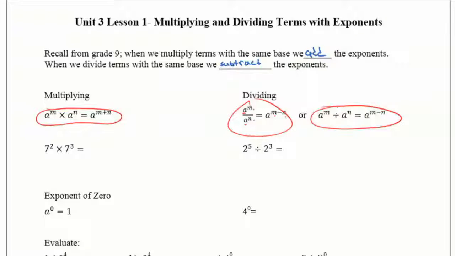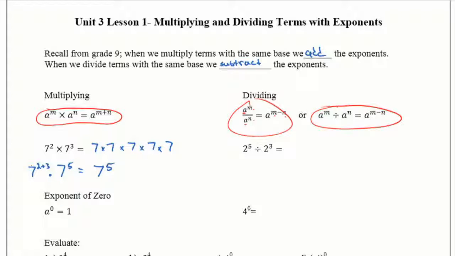And if we think about this, if I have 7 to the power of 2, that just means 7 times 7. And then if I have 7 to the power of 3, I have 1, 2, 3. So how many 7s do I have? Well, in total, there should be 5 there. So I get 7 to the power of 5. I could, and I will, always write it this way. I'll write it as 7 to the 2 plus 3 equals 7 to the power of 5.